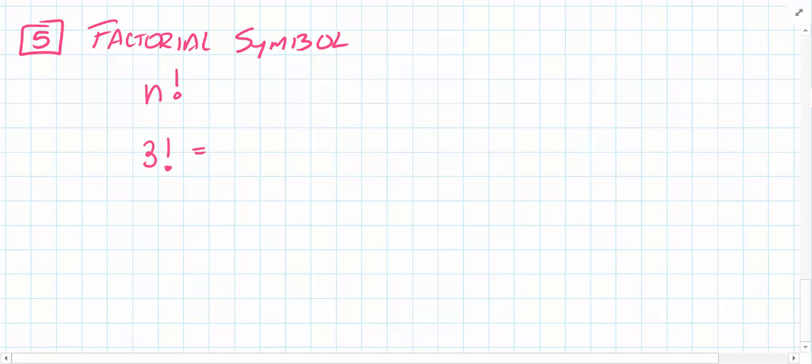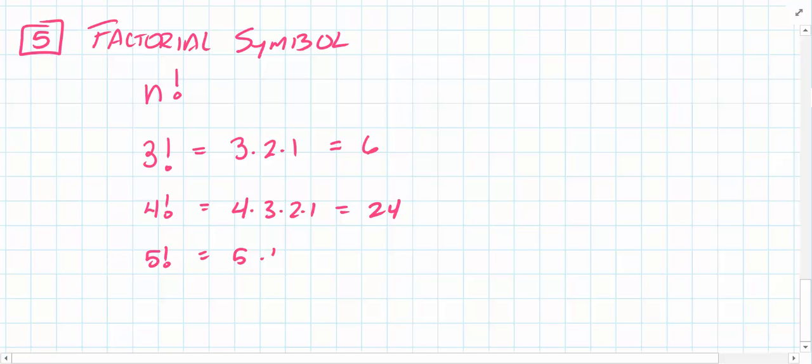We multiply them. So what would 3 factorial be, you guys? 3 times 2 times 1, which would be how much? It would be 6. What about 4 factorial? What would that be? 4 times 3 times 2 times 1, which would be 24. What about 5 factorial? It would just be 5 times 4 factorial, right? Yeah, 120. Very good.